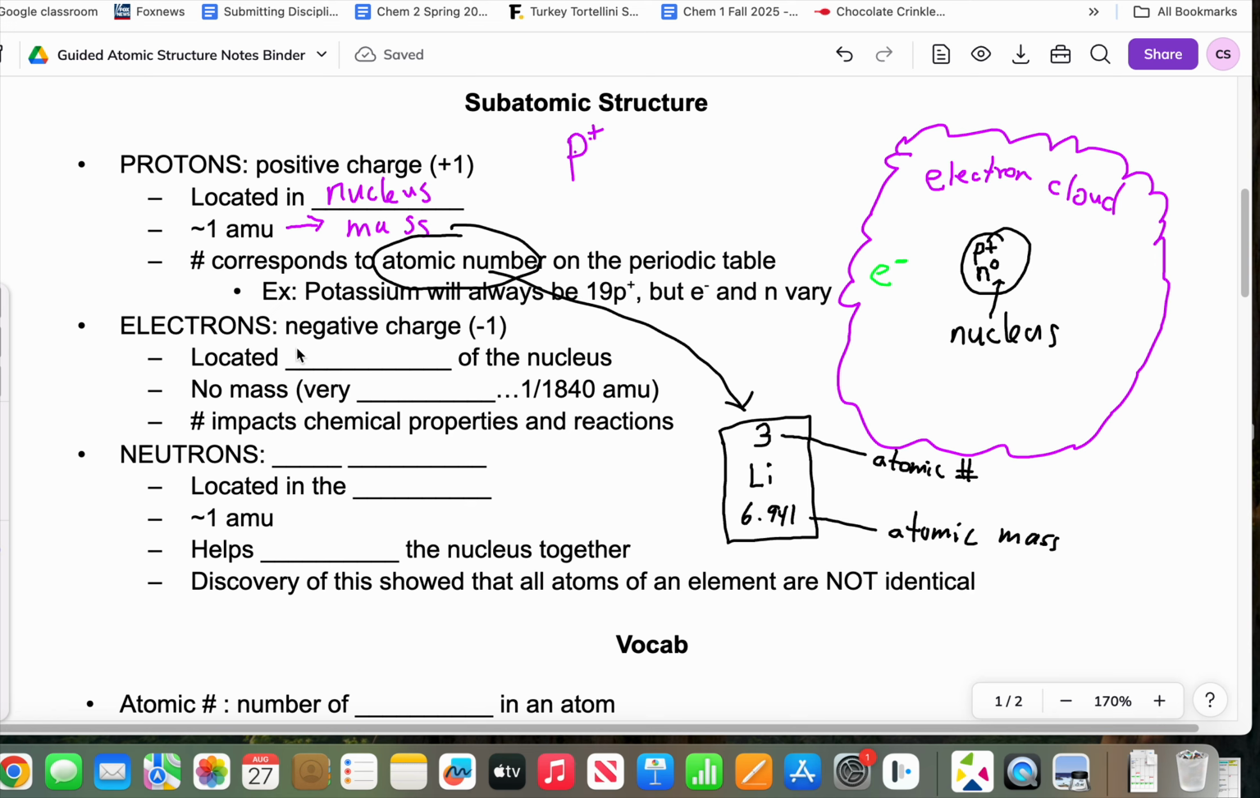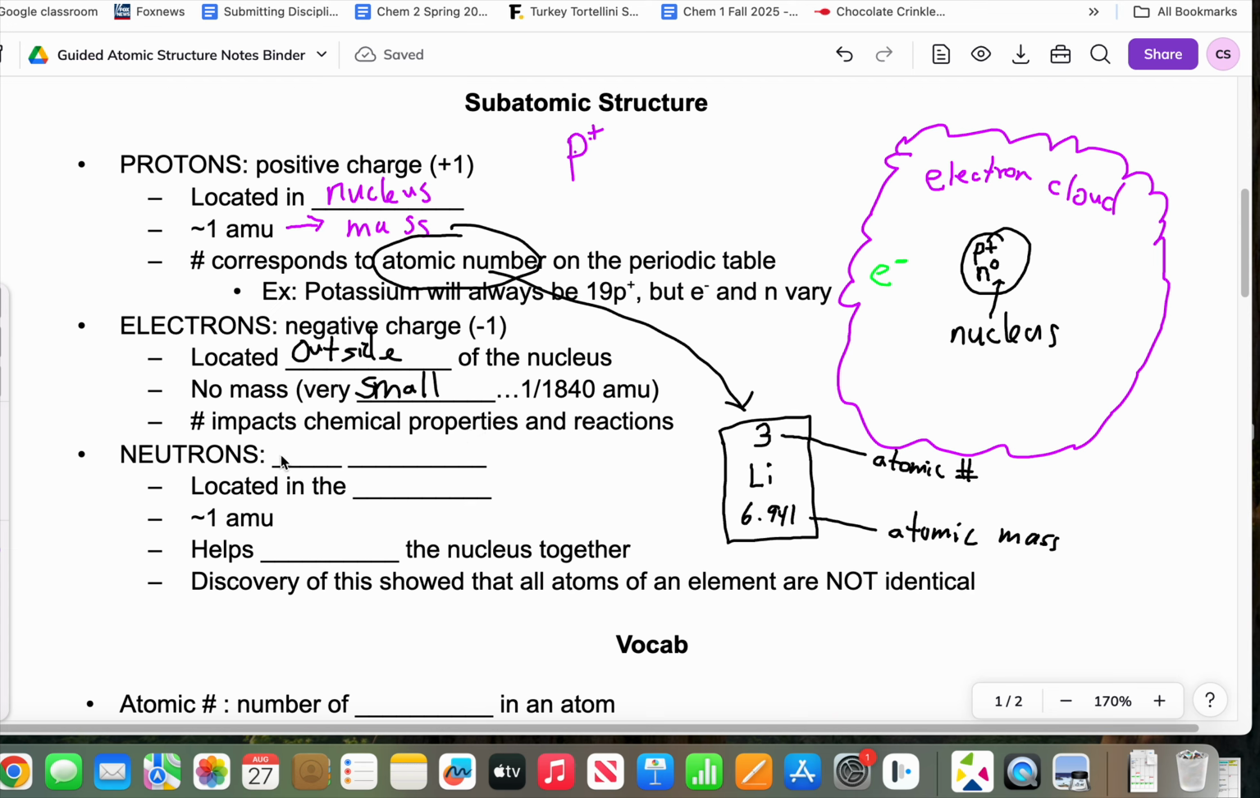Electrons are located outside of the nucleus. We kind of already talked about that. They're located in the electron cloud. They have a charge of -1. Now, this says no mass. That's really not true. It's really, really small. It's a very small mass, about 1,840 times smaller than a proton.